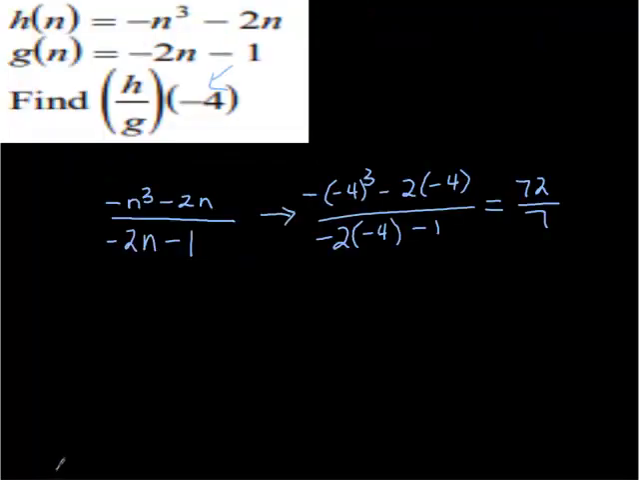Be careful. The last thing we did was we looked at quotients, and the top was the numerator, the bottom the denominator, so we put h in the numerator, g in the denominator, and then we just evaluate it. It really is that simple.